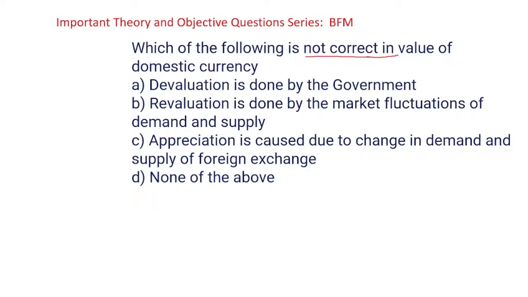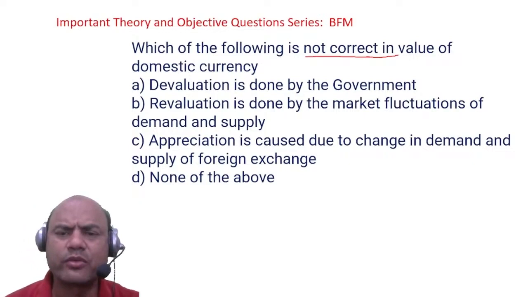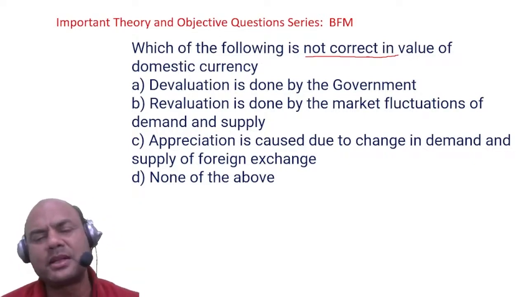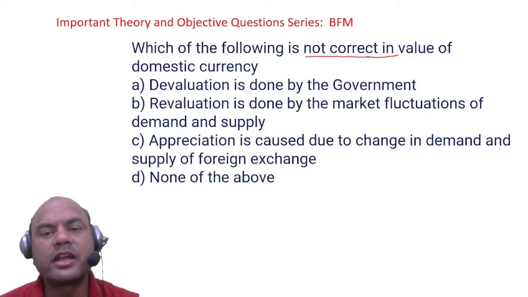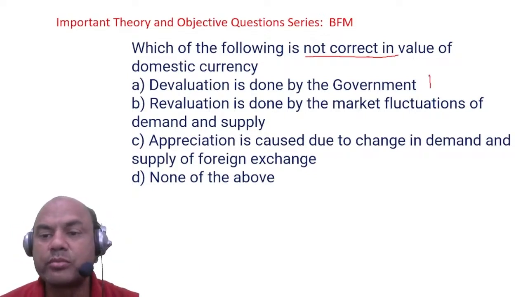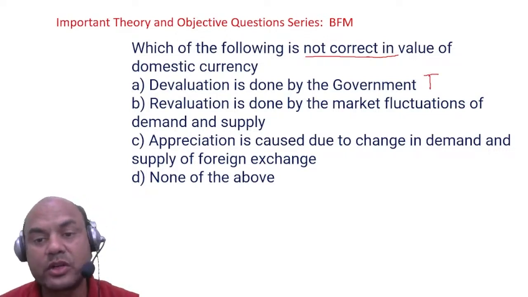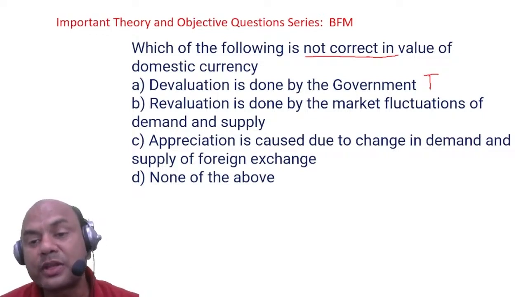What do you mean by not correct? Devaluation is done by the government. So is this correct? What did I tell you just now? Appreciation and depreciation are done by the market forces. Devaluation and revaluation are done by the government. So this is true. But I want false. So this is not the right answer for me. Revaluation is done by the market fluctuations.